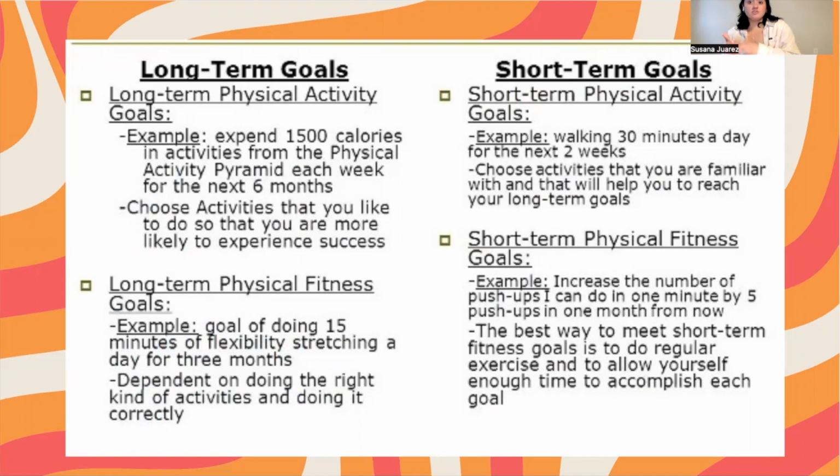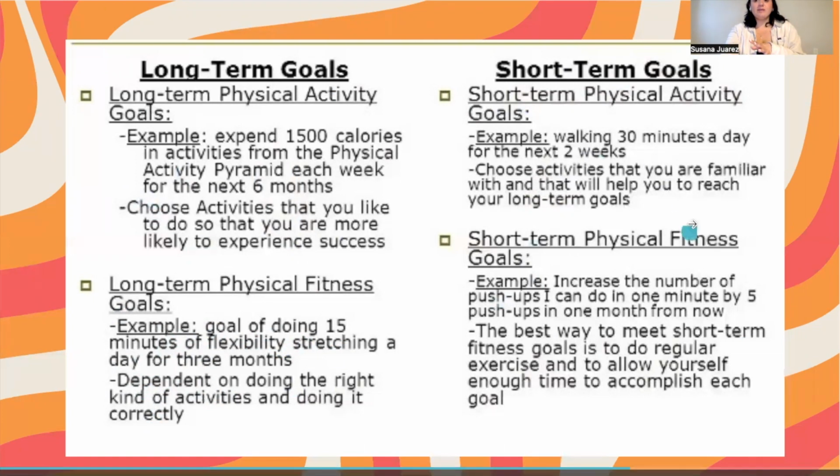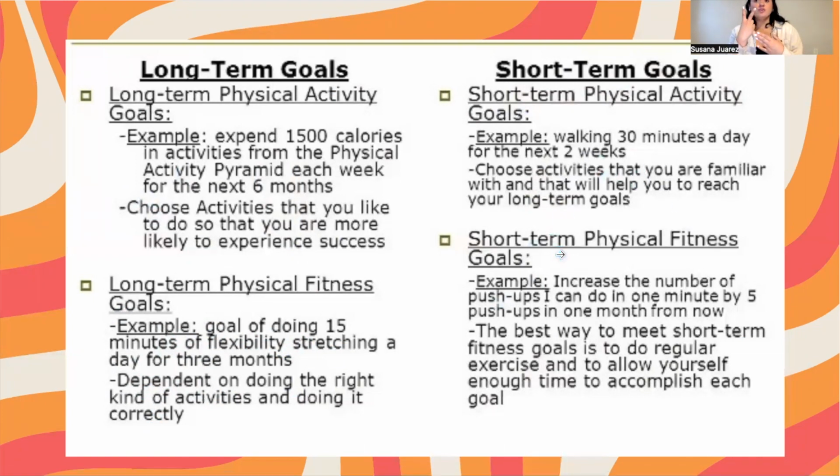I like to focus on the short-term goals now, and an example would be walking 30 minutes a day for the next 2 weeks, right? That's a total period of time. And underneath it says choose activities that you are familiar with that will help you reach your long-term goal. So if my long-term goal is that I'm going to be able to walk a really long hike, an activity I'm familiar with would be walking 30 minutes each day for the next 2 weeks.